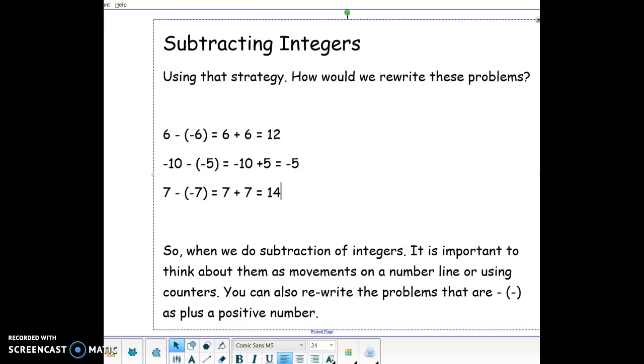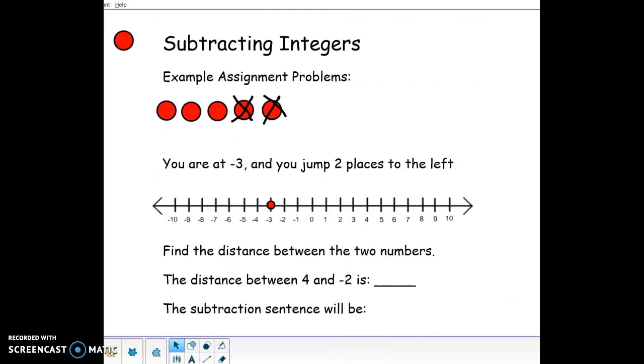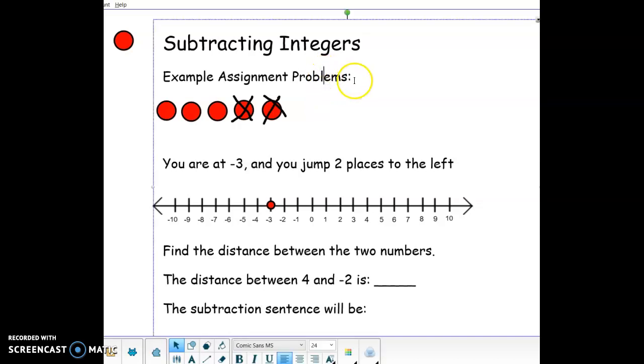So here are some examples from your assignment today. I'm going to give you some counters that look like this. You're going to have to write a problem based on this, okay? So I look here and I notice that I started off with 5 negative counters. So my problem's going to start off with negative 5.